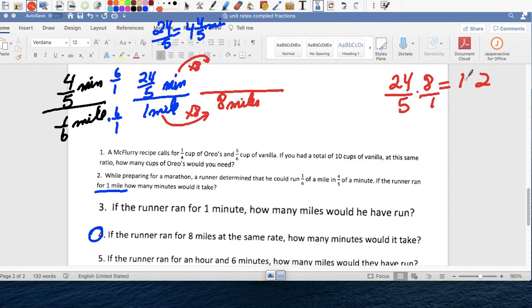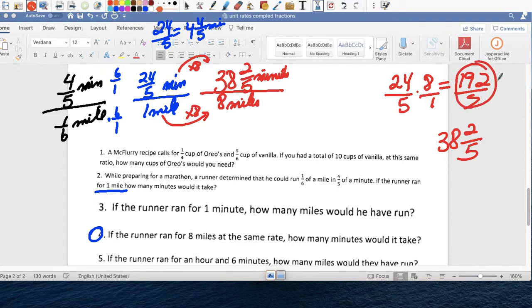32, 16, 192 divided by 5. What's 192 divided by 5? 192 divided by 5 is 38.4, or 38 and 2/5. So he's going to take 38 and 2/5 minutes, or 192 over 5 minutes. We usually tend to simplify, change it, right? So number 2 and 4 are done here for you.